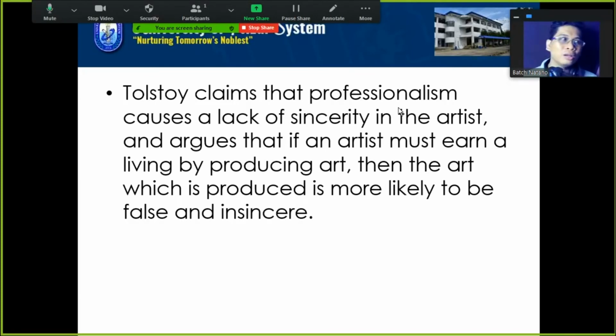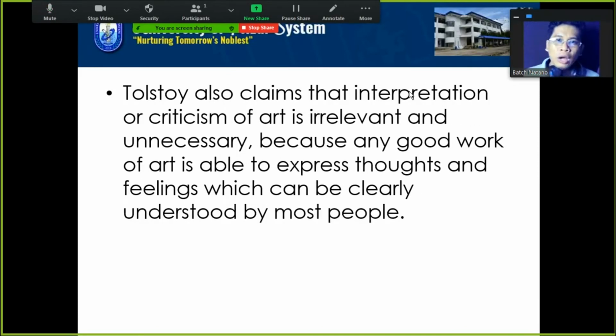Okay? So, commercially made artworks. For Tolstoy, this form of art is false and insincere. Tolstoy also claims that interpretation or criticism of art is irrelevant and unnecessary, because any good work of art is able to express thoughts and feelings which can be clearly understood by most people.